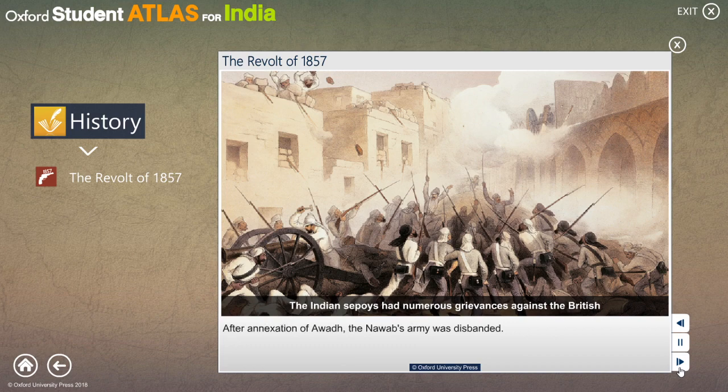After annexation of Awadh, the Nawab's army was disbanded. The soldiers lost their means of livelihood and their bitterness against the British increased. The Indian soldiers greatly outnumbered the British soldiers. This emboldened the sepoys to take up arms against their masters.